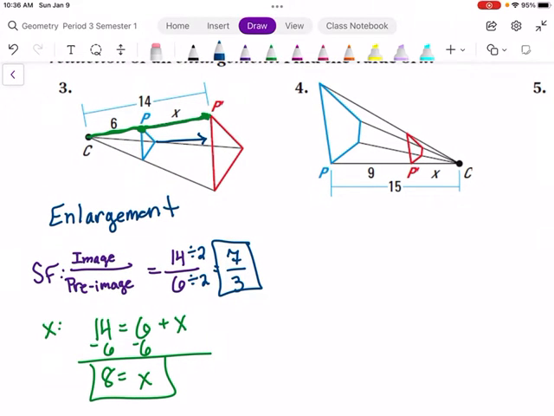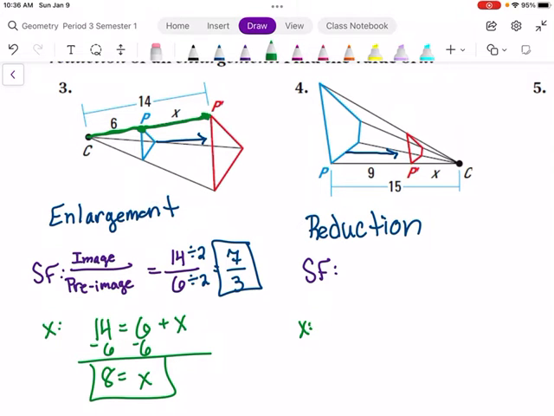All right, so starting with number 4, this one went from P to P prime. This one got smaller, so this one was a reduction. And looking for the scale factor, our image in this one was x. So we need to figure out what that length is before we can write our scale factor.